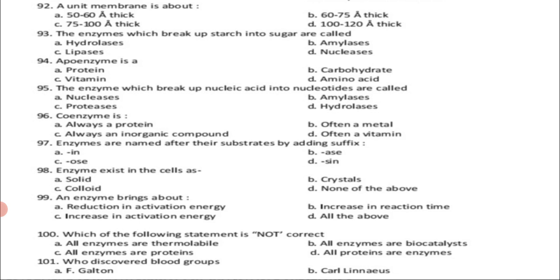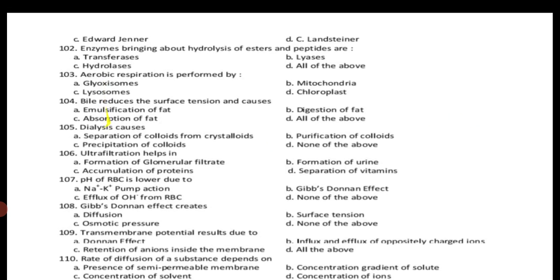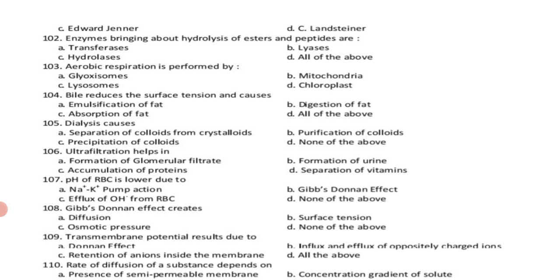Question number 101. Who discovered the blood groups? The ABO blood group system was discovered by Carl Landsteiner. The groups are group A, group B, group AB and group O. The blood group is determined by the genes you inherit from your parents. Each group can be either Rh positive or Rh negative. So option D is the answer. Carl Landsteiner discovered the ABO blood grouping.